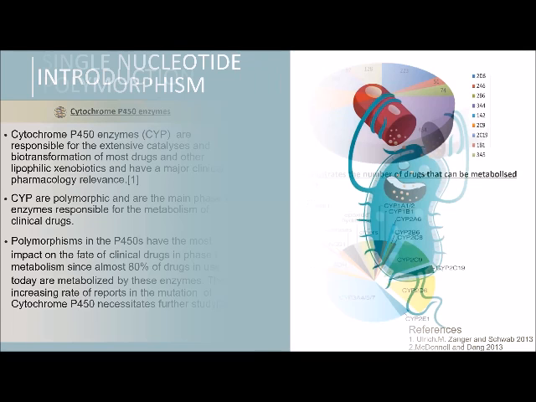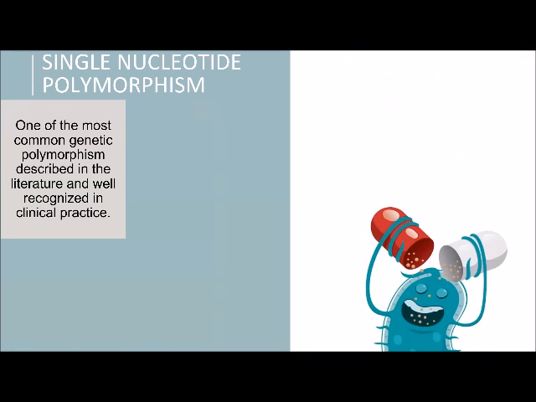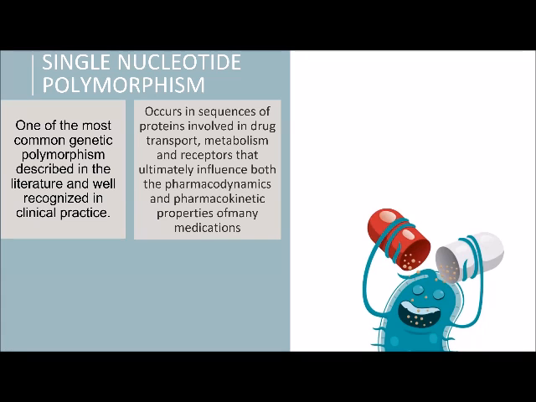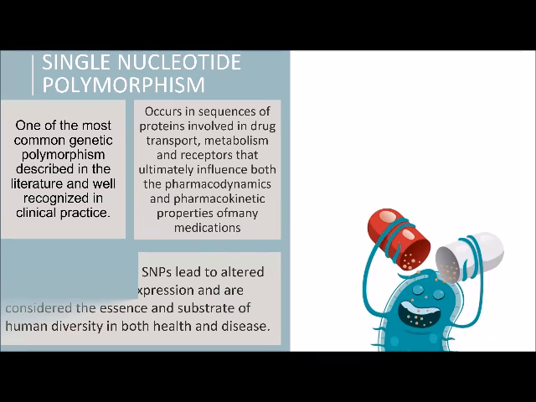Single nucleotide polymorphism is one of the most common genetic polymorphisms described in the literature and is well recognized in clinical practice. It occurs in sequences of proteins involved in drug transport, metabolism, and in receptors that ultimately influence both the pharmacodynamic and pharmacokinetic properties of many medications. Biologically functional SNPs lead to altered protein structures or expression and are considered the essence and substrate of human diversity in both health and disease.